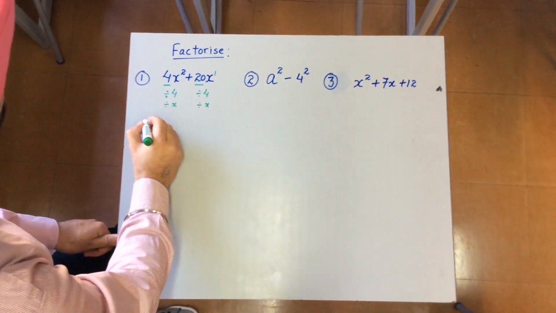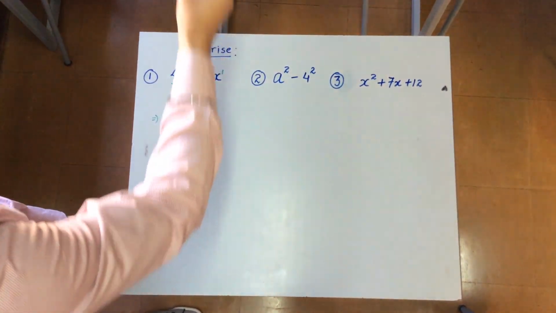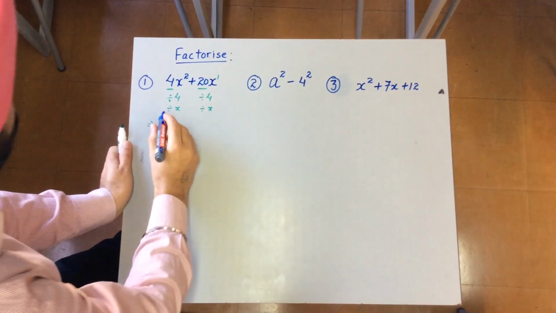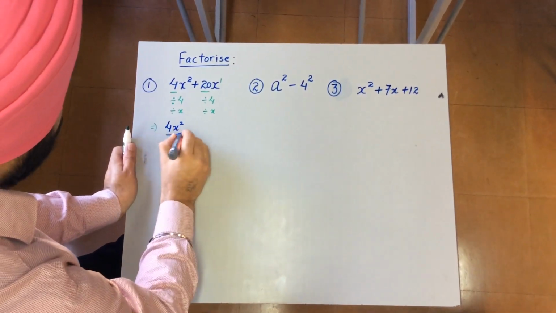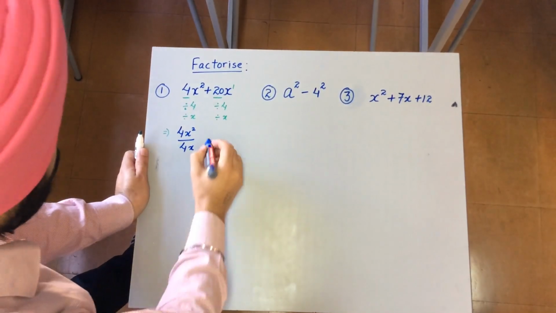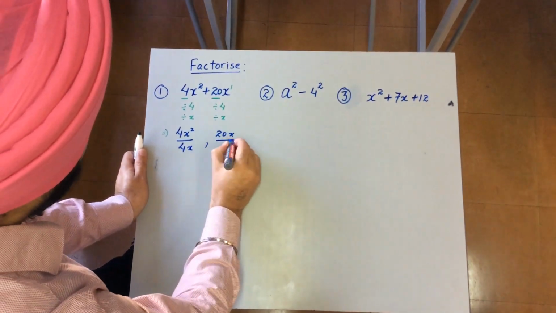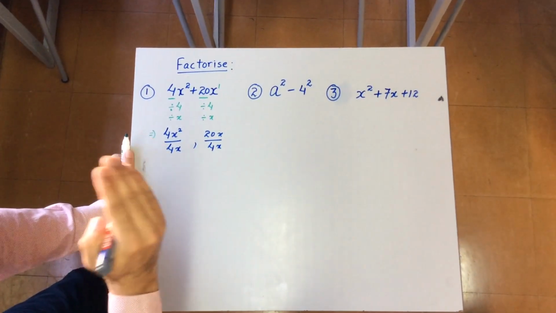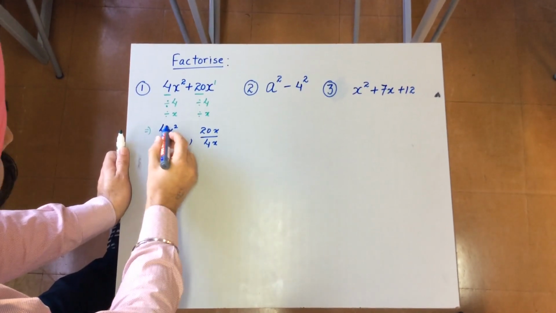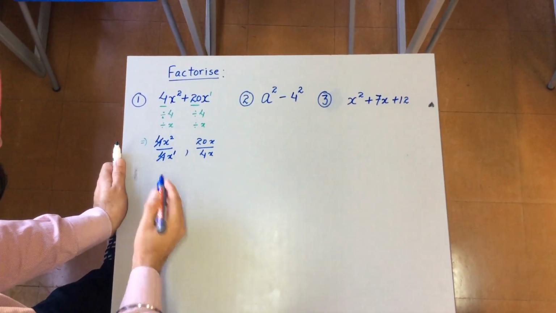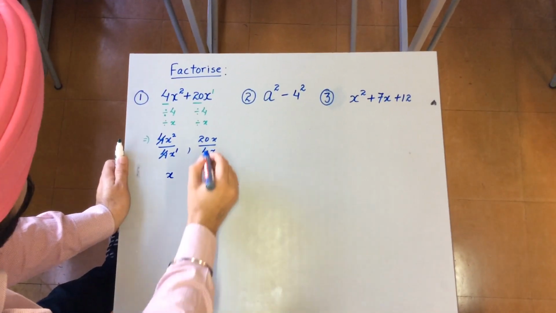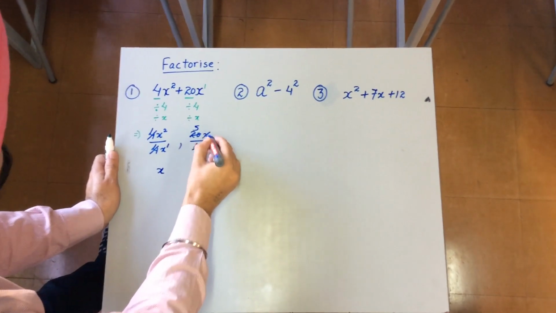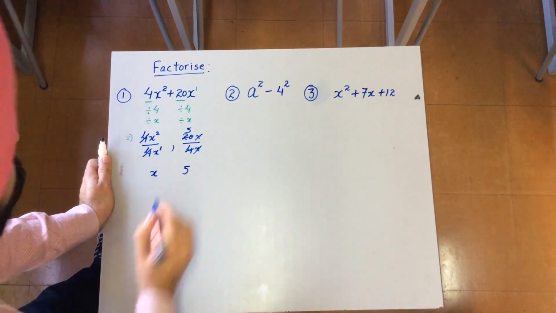Okay, so let's divide. When you divide 4x square by 4x, what should you get? 4x square divided by 4x, and 20x over 4x. So we will divide both terms by the common factor. 4 over 4 will cancel out, x power 2 and x power 1, so what is left? x. Same here: 20 over 4 is 5 and x over x will cancel out. So you will have only 5.